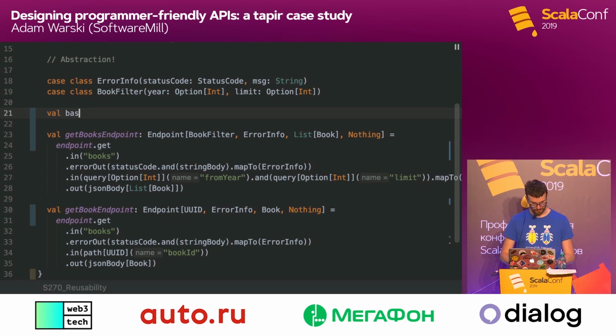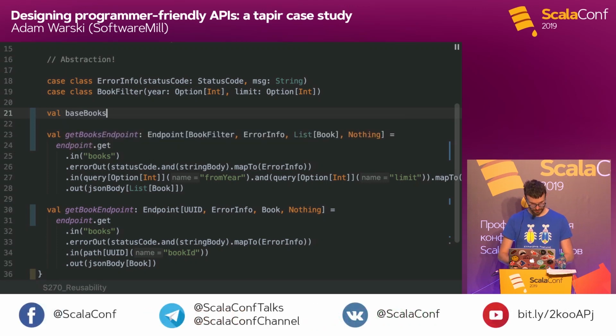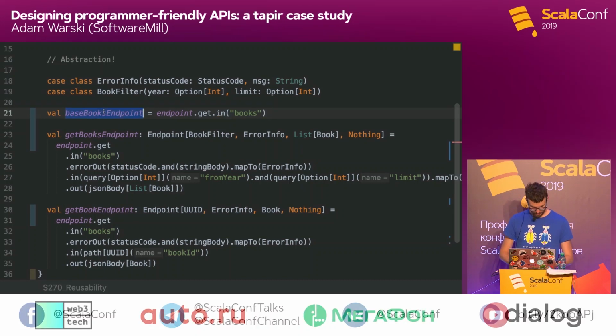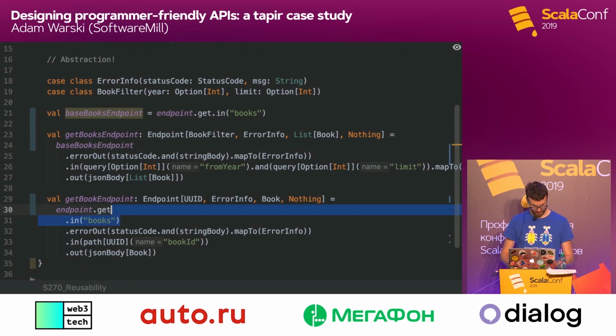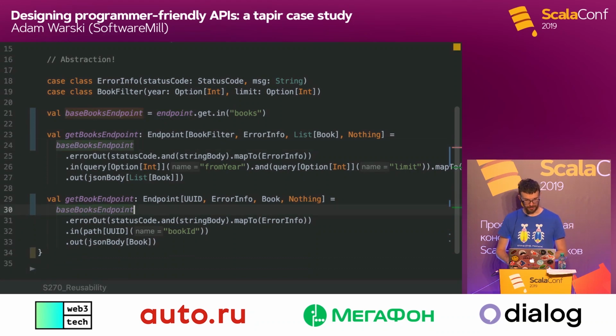So we can create, for example, a base books endpoint, and we can say that the base books endpoint is an endpoint.get in books. So we extract the common parts into a value, right? And now we can use that value instead of these things over here, right? And the type is the same, of course.